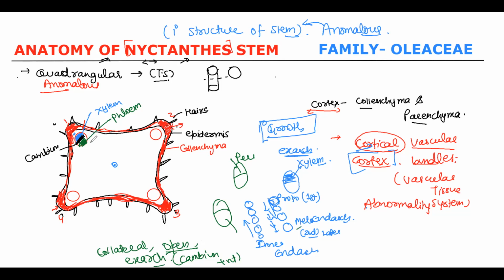So these are the four, 1, 2, 3 and 4. These are the 4 cortical bundles because they are in the cortex region. After that there will be cortex and in the center there is a vascular tissue system. In the cortical tissue system, in the cortex, after the epidermis there is the cortex, even bundles are also there in the cortex, which was the abnormality. After that comes the vascular tissue system. In the vascular tissue system, the pith is at the very center.